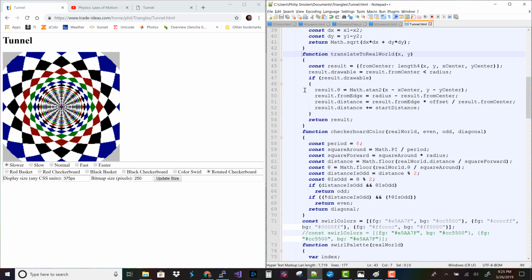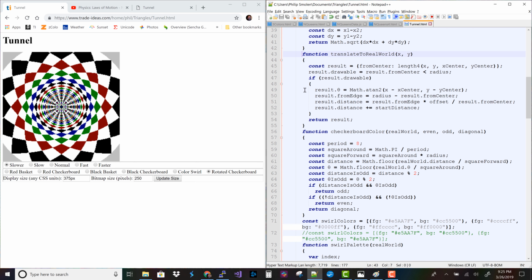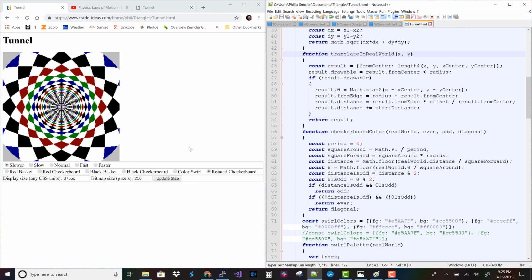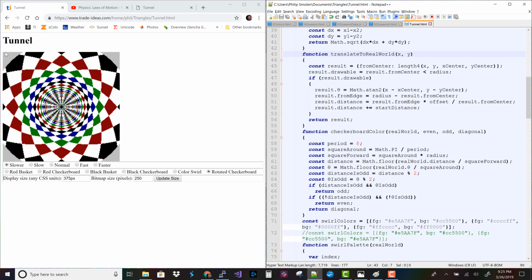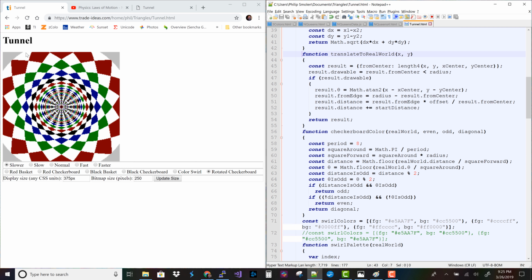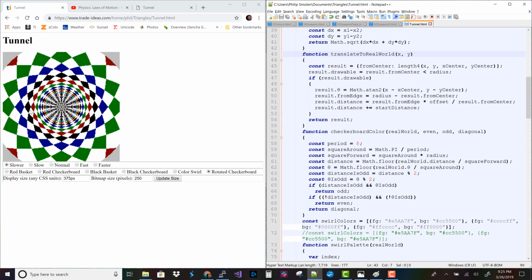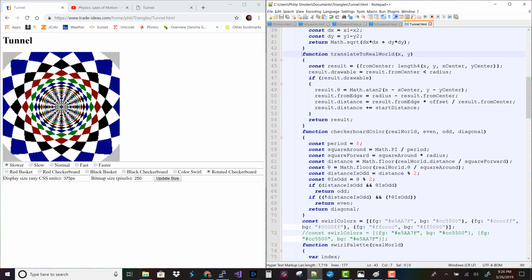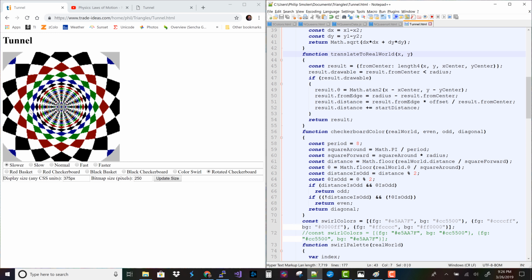All right, translate to real world. So this is what we've been discussing the whole time. This was all the math we did up on the whiteboard. Taking a point here, so if x is maybe 50 and y is 100, figuring out where that is on the cylinder. We call the cylinder the real world. It's the world we're trying to simulate.